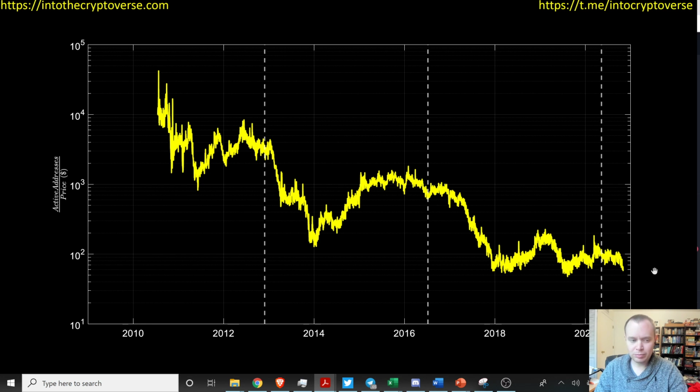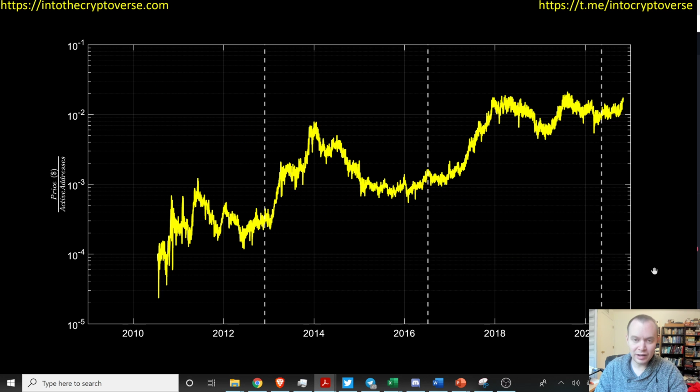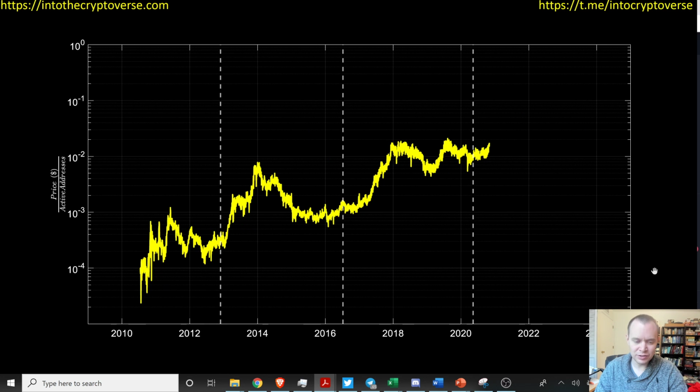Now here we're actually plotting the active addresses divided by the price. And I think it is a fairly interesting metric to look at, but actually it might be better to plot the price divided by the active addresses versus time.